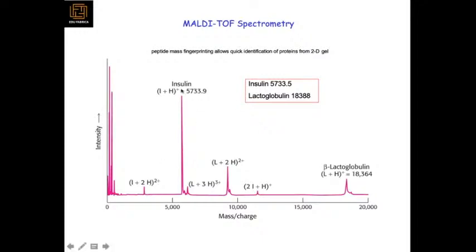Each peak belongs to some protein. So if you see a peak of 5733.9, that belongs to insulin. If you see a peak of 18364, then it belongs to beta-lactoglobulin. This is how you identify different proteins.